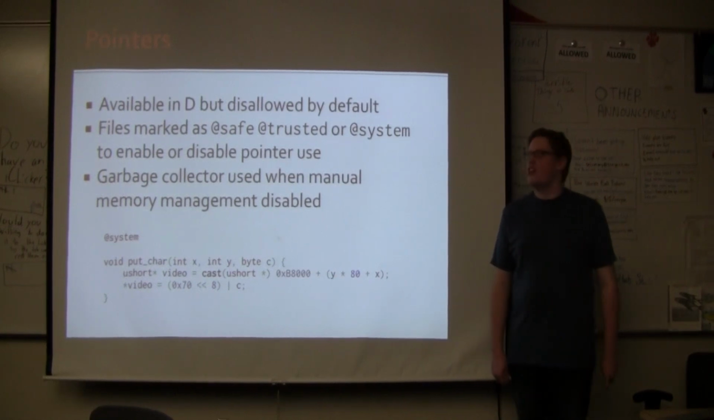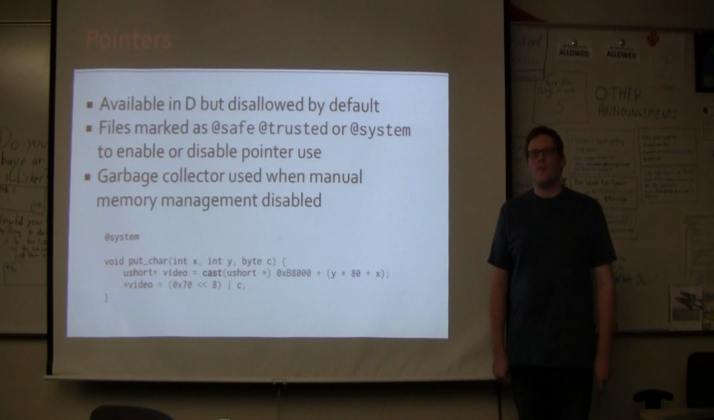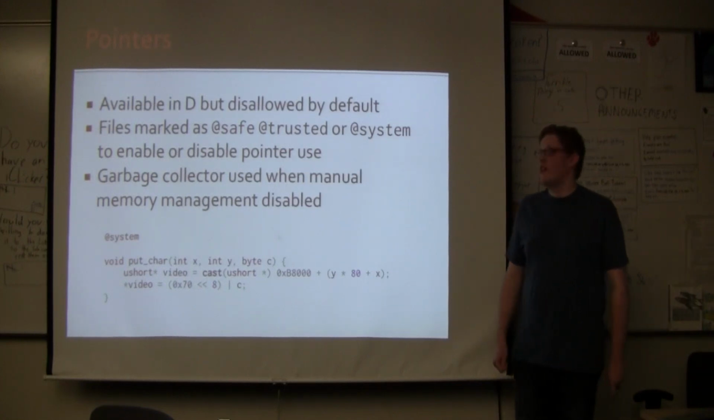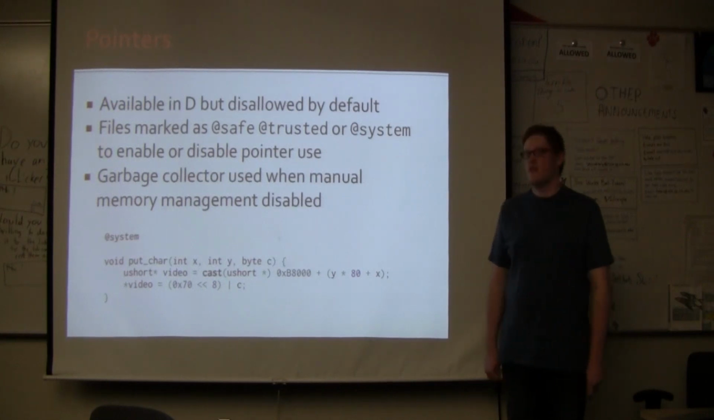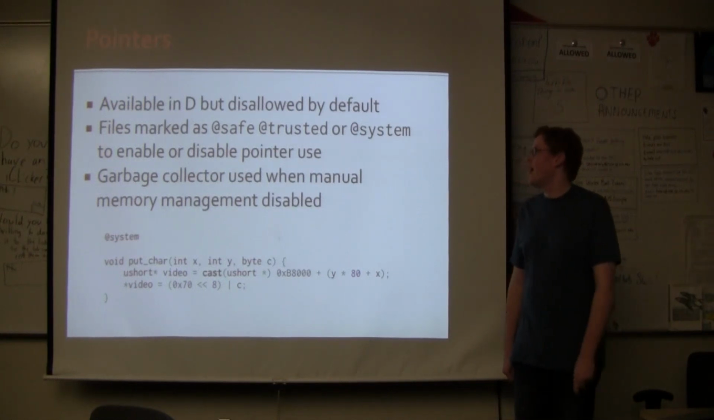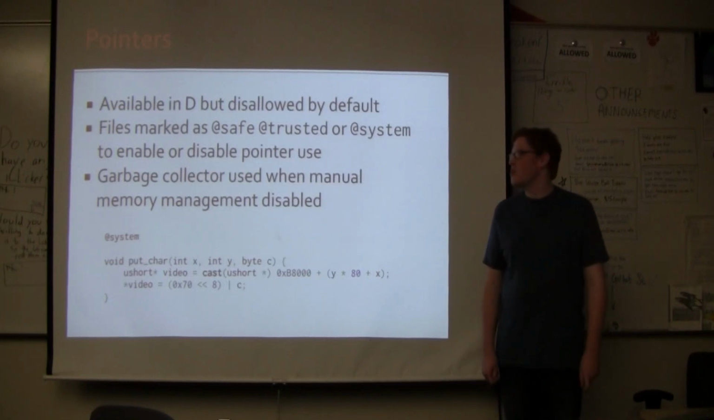Pointers are also in D, although they are a little bit discouraged. By default, pointers are disabled. You have to explicitly mark files. You can mark files as either safe, trusted, or system. If it's a safe file, it doesn't use any pointers at all. If it's a system file, you can use pointers and pointer arithmetic as much as you want.